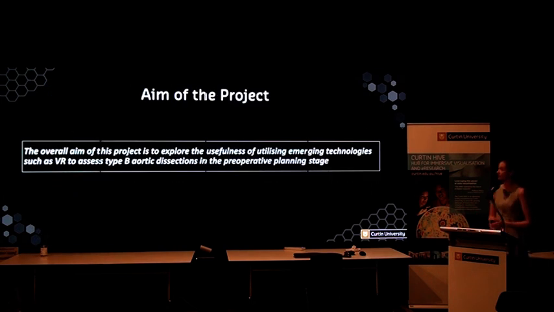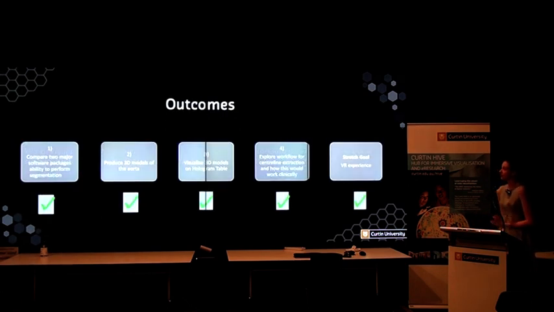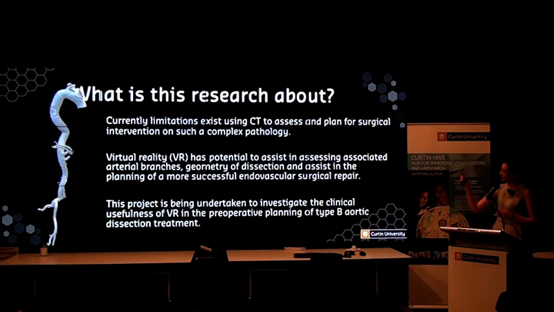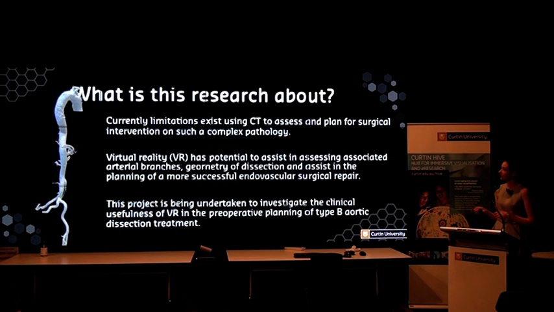Again, the aim of the project is looking at the usefulness of whether we can use VR to assess type B aortic dissections, and is it useful when we compare it to the traditional imaging method, which is CT imaging. What I got out of this project, or what was completed, was firstly two major software packages. I'll talk about segmentation, which is taking those 2D slices and turning them into a 3D model, which is what you saw on the slide here. That model is a segmentation.